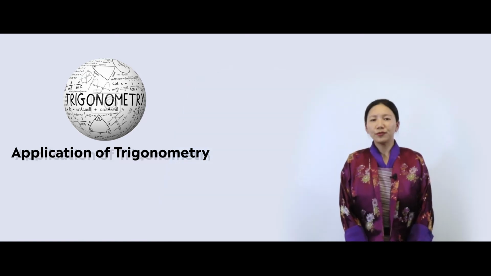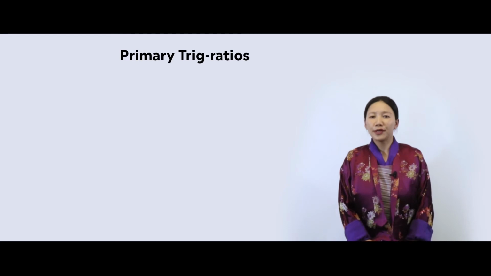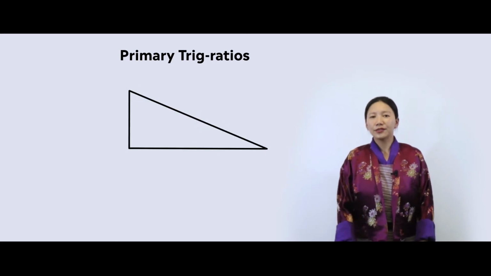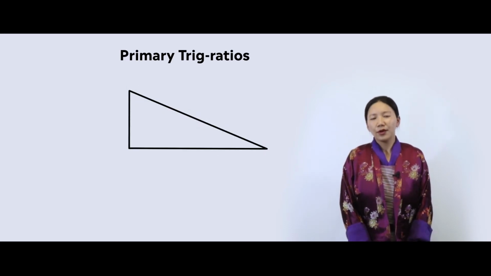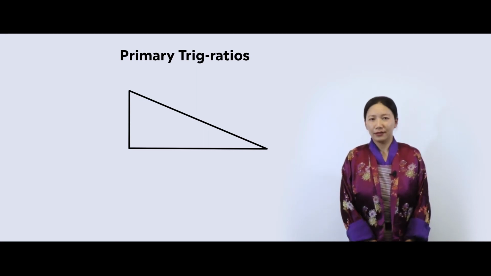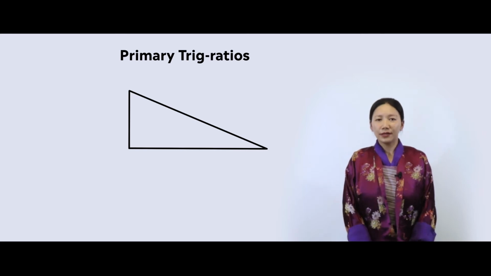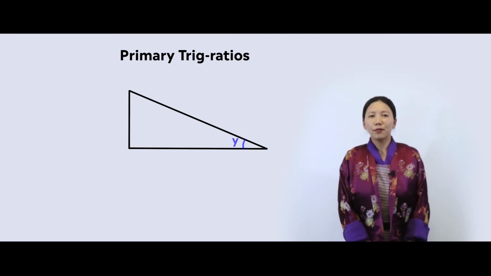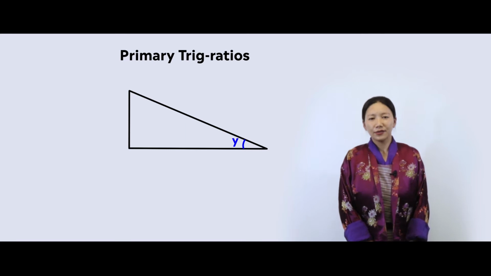So before we begin with today's lesson, let's revise on the concept of basic trigonometric ratios. What are the trigonometric ratios? We already know that the concept of trigonometric ratios is based on right angle triangle. So in this figure, we will consider angle Y and then define the trig ratios.